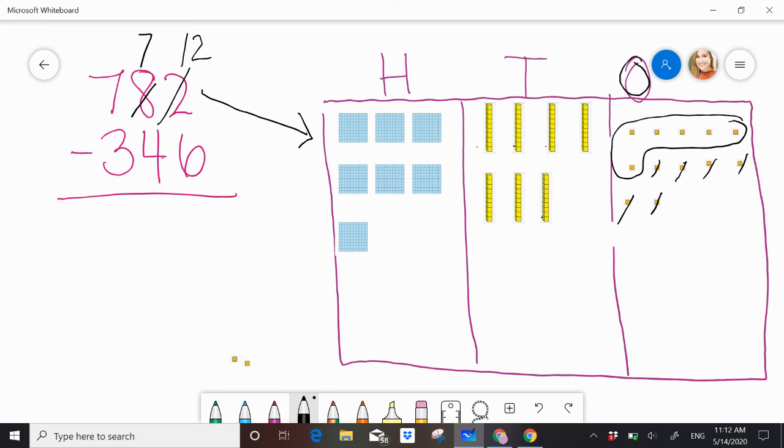How many am I left with? 6. 12 minus 6 equals 6. 6 plus 6 equals 12. That's a doubles fact. Great.